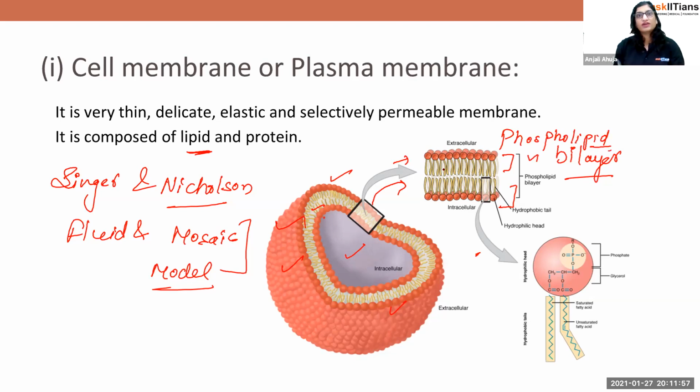Suppose I'm saying that some organelle is a single membranous organelle. It means it has this membrane. If I'm saying double membranous, it means this thing is present 2 times. One more bilayer would be present, like that.